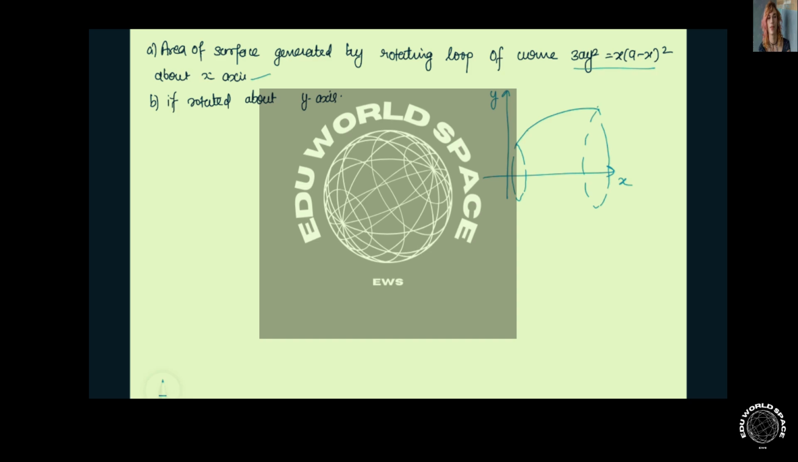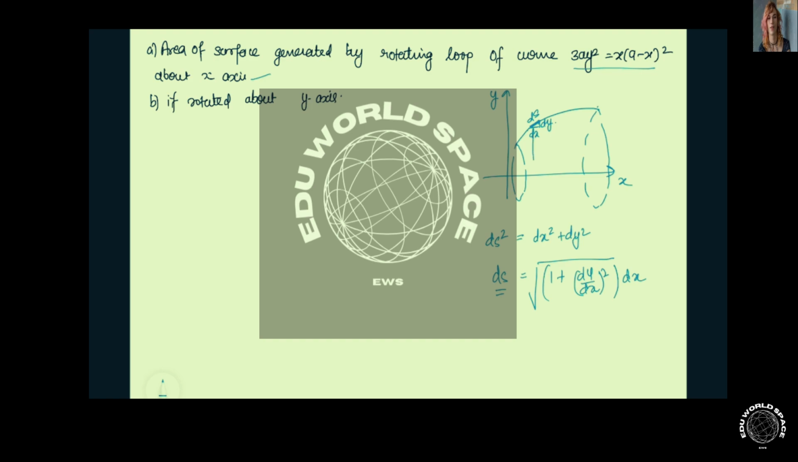So we can take a small part of this, let's take it as ds, which can be divided into two parts, dx and dy. So we can write dx² + dy² = ds². Now if we take dx common, we get 1 + (dy/dx)² times dx², right? And we need ds, so we take the root of this. So this is the ds that we get.